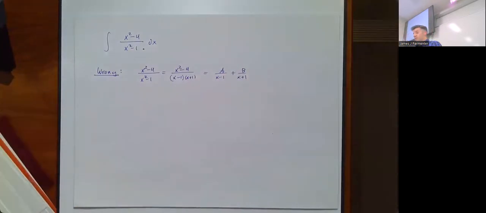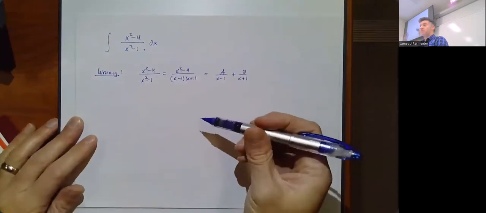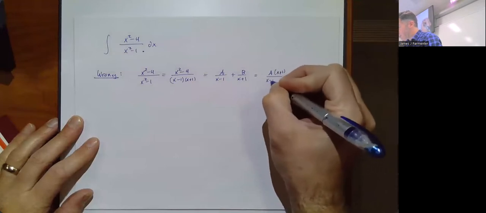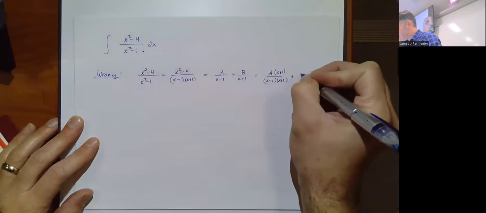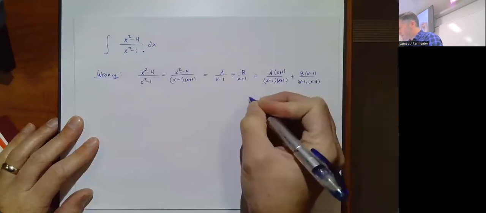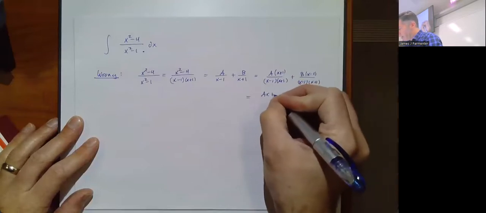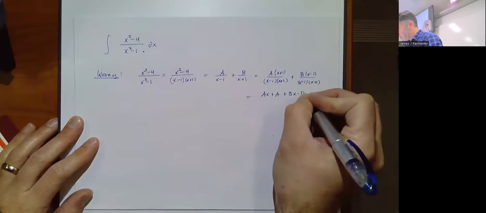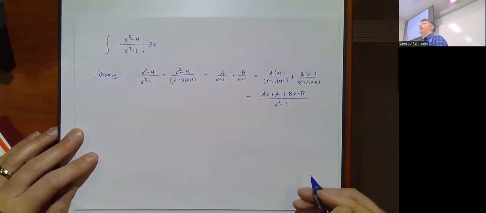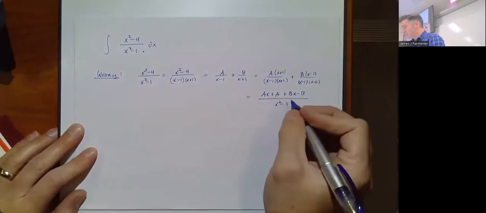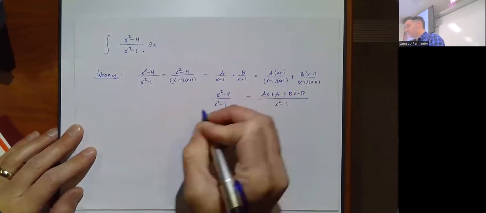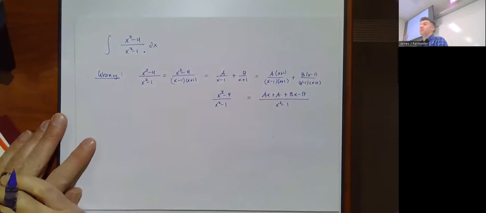I'm just going to point out that if I actually got a common denominator on the right hand side, I'm going to write this as a times x plus 1 over x minus 1 times x plus 1 plus b times x minus 1 over x minus 1 times x plus 1. If I simplify this a little bit, I've got ax plus a plus bx minus b over x squared minus 1. Is there any way you can find an a and a b so that this is equal to x squared minus 4 over x squared minus 1? And the answer is absolutely not.